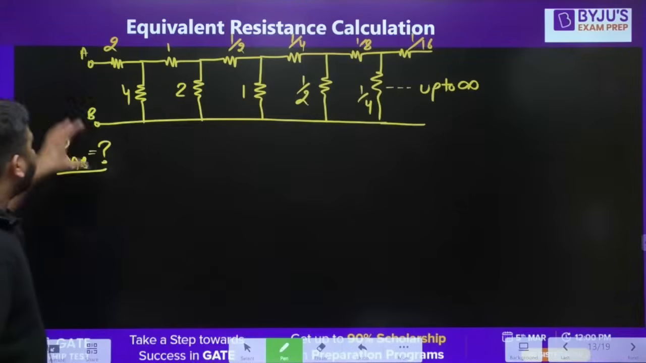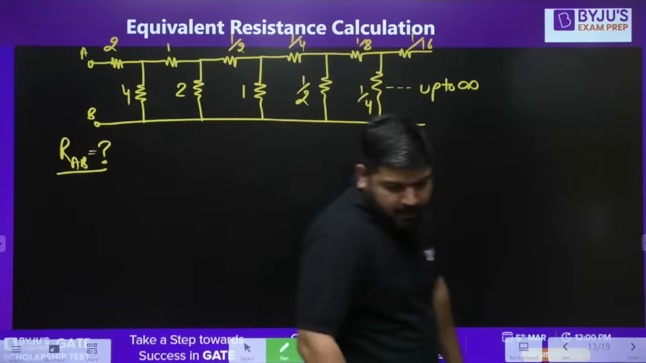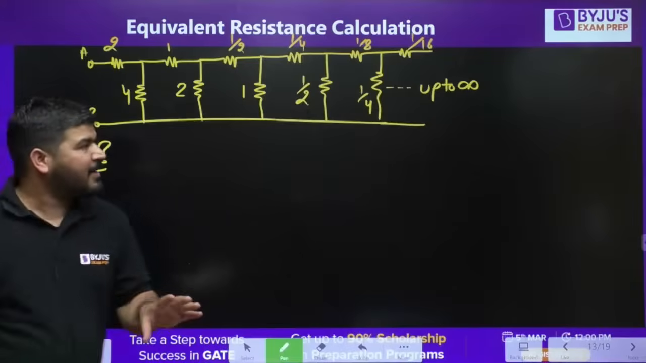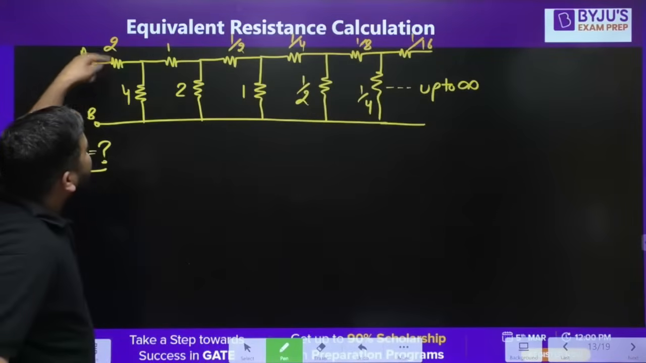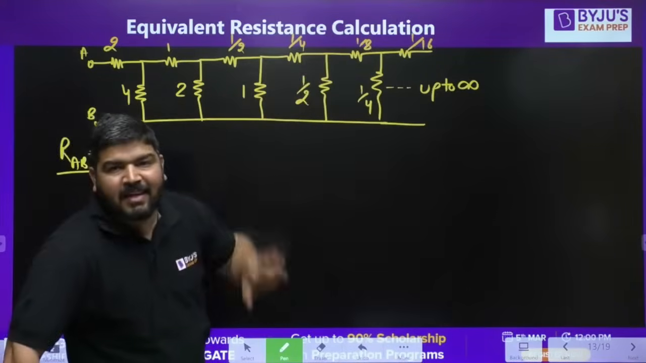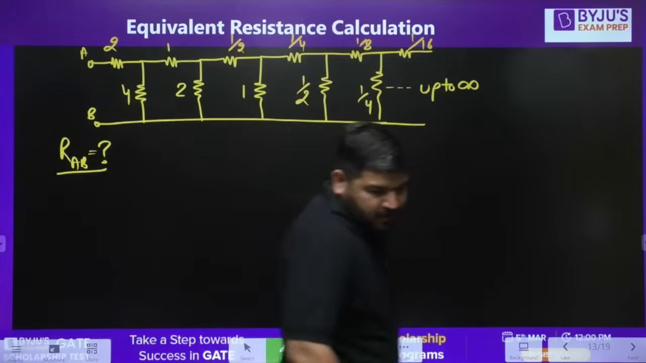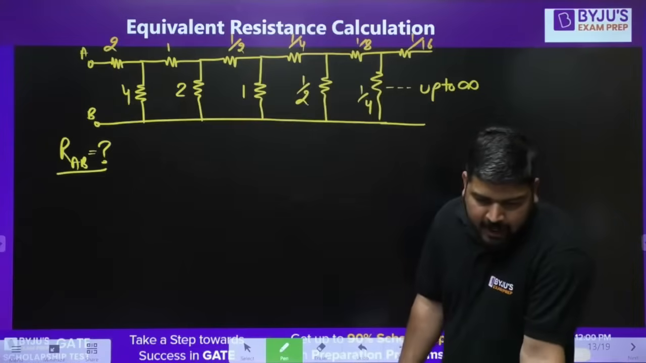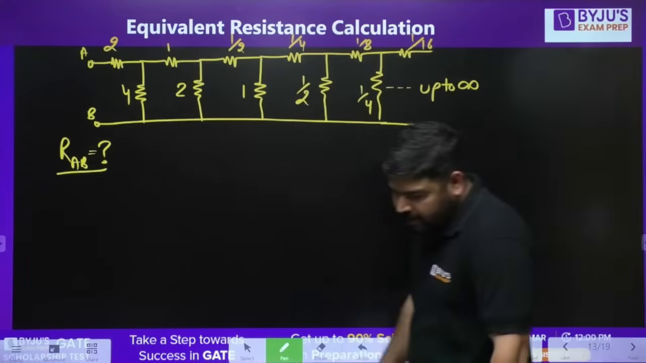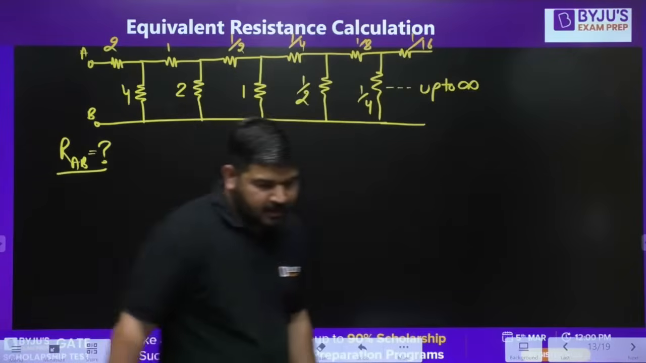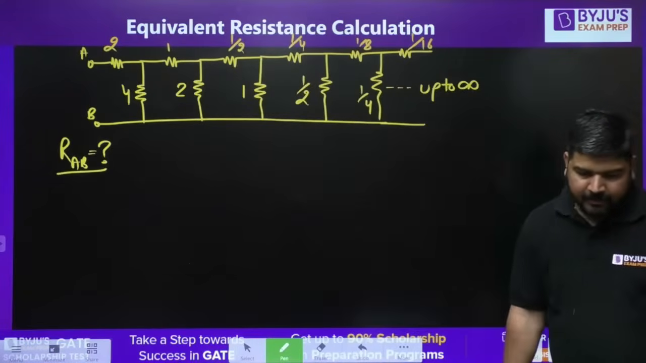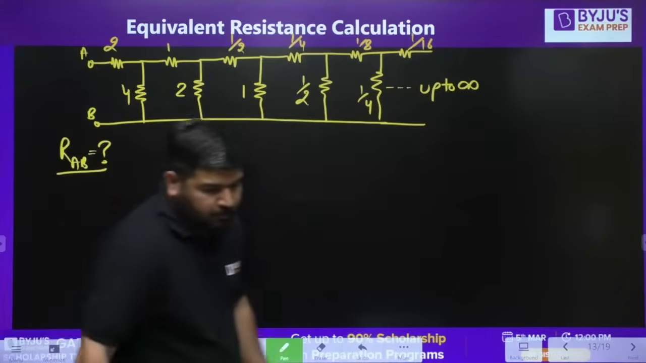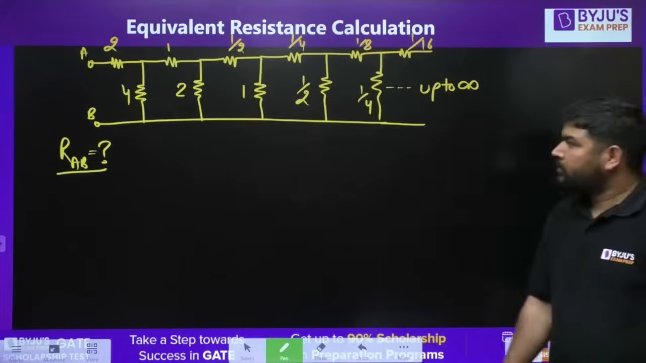Tell me guys, what is RAB? What is the equivalent resistance between A and B? Tell me how to solve this question. Now remember, this is not a repetitive ring. The rings are not repetitive, so you have to be careful in this question. Tell me guys, how to calculate RAB? Can you calculate RAB? Do it fast. Let's see how many of you can solve it.